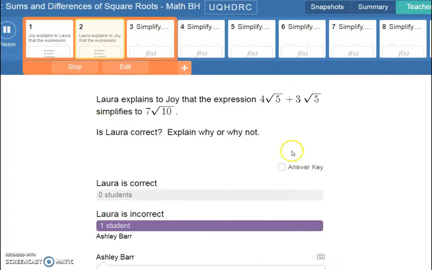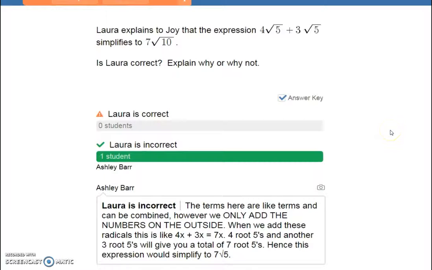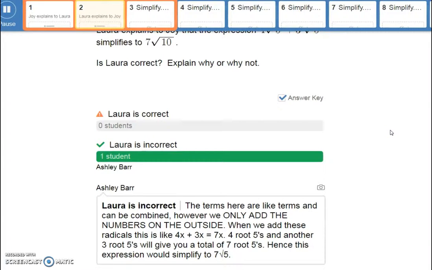Taking a look at slide 2, is Laura correct? No, Laura is incorrect. The terms here are like terms and can be combined. However, we only add the numbers on the outside. When we add these radicals, this is 4x plus 3x equals 7x. 4 root 5s and another 3 root 5s will give you a total of 7 root 5s. Hence, this expression would simplify to 7 root 5. Always make sure that the expression inside the radical is completely simplified.